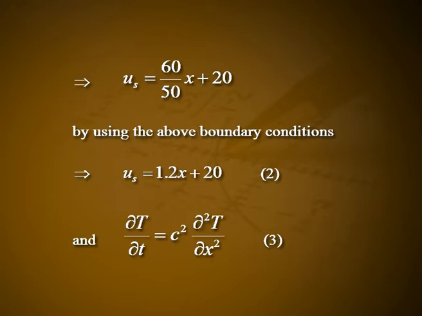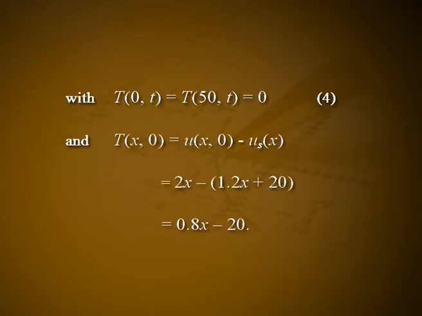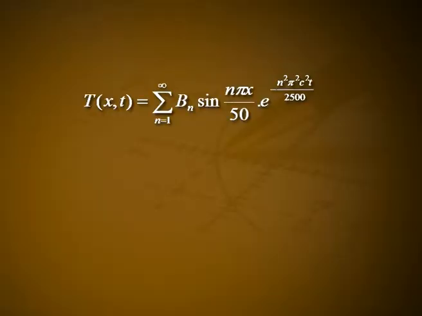And ∂T/∂t = c² ∂²T/∂x². Let it be equation number 3, with T(0,t) = T(50,t) = 0. Let it be equation number 4, and T(x,0) = u(x,0) − us(x) = 2x − (1.2x + 20) = 0.8x − 20.